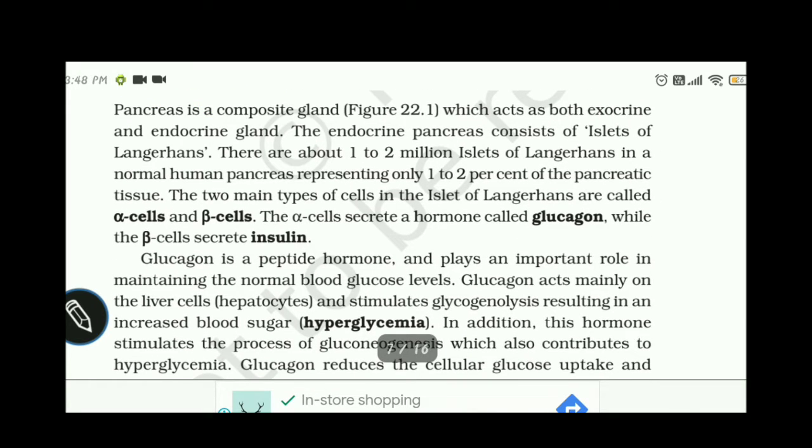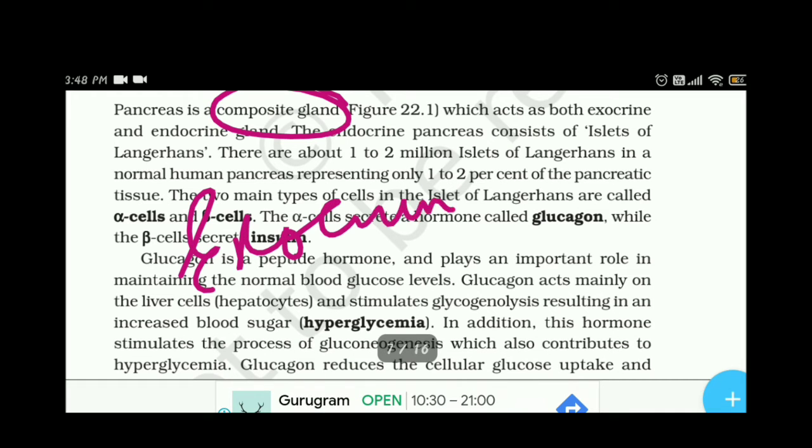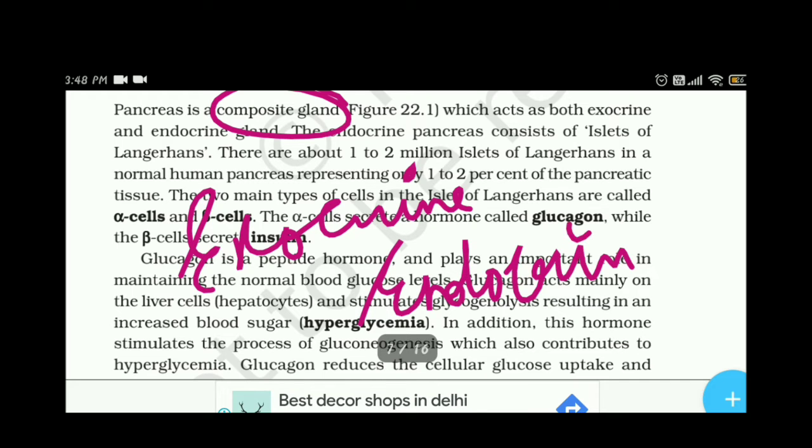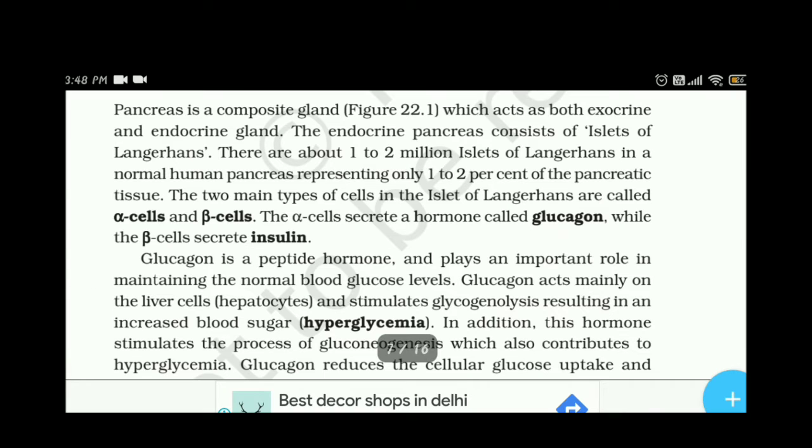Next, we have the pancreas. The pancreas is a composite gland. Why do we call it a composite gland? Because it acts like both an exocrine gland and an endocrine gland. That's the reason we call it a composite gland. The endocrine pancreas consists of islets of Langerhans.